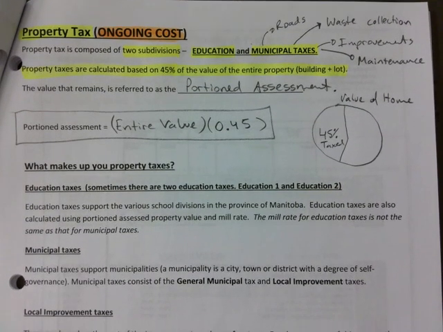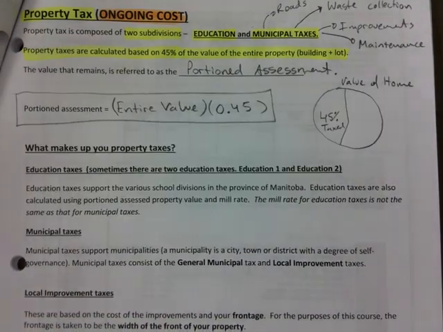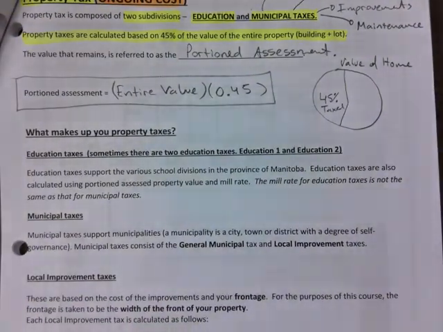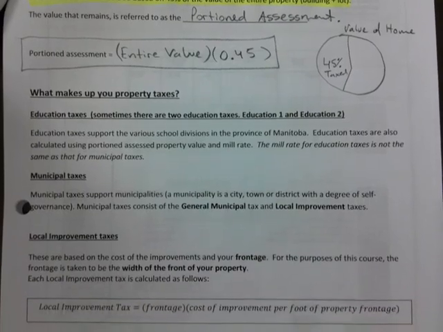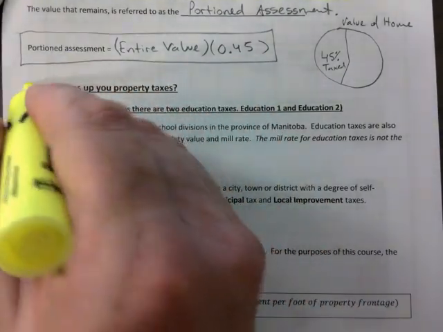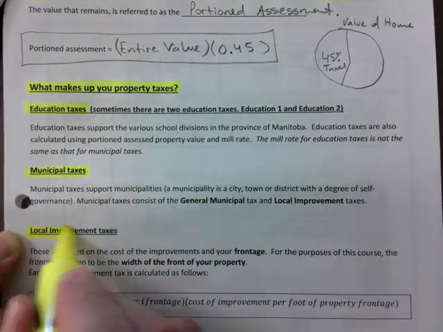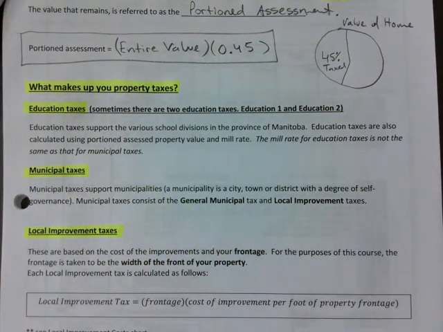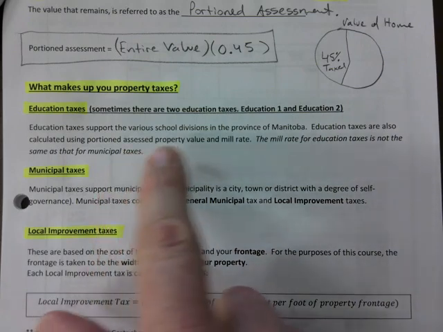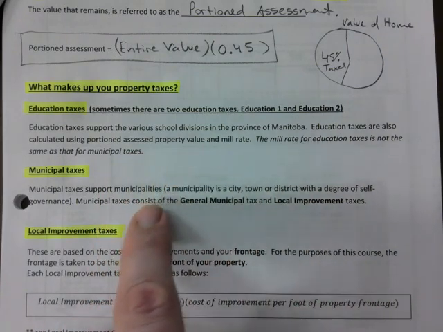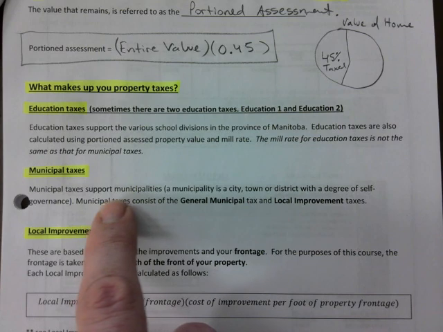What makes up your property taxes? I'm just digging a little deeper here, right? What makes up your property taxes? There's education, municipal, local improvements. And it doesn't say here, but there will be credits at some point, but we'll talk about that later. Is there anything else I want to highlight on here?